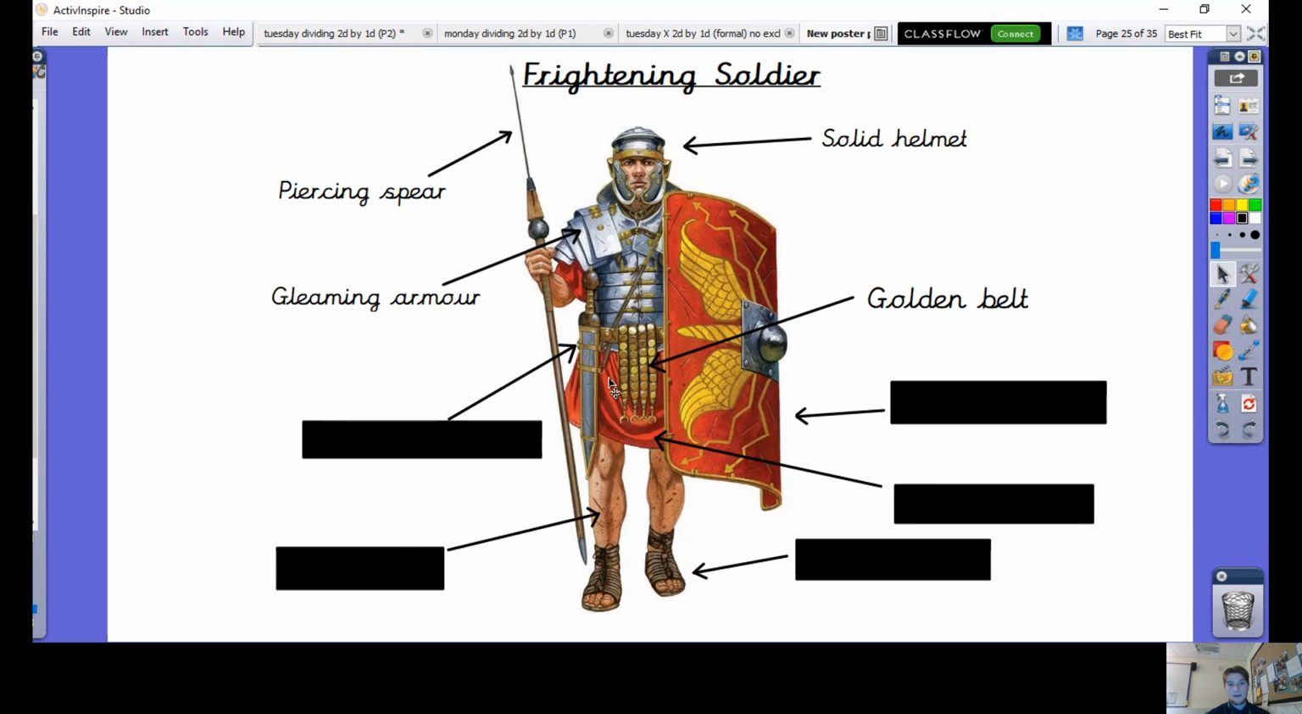Next, if you can see here, he's got a belt on, hasn't he? So I've gone for golden belt because that's the colour that I can see there. Again, adjective, noun.